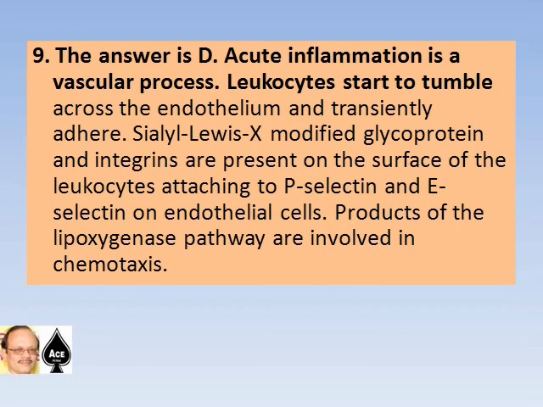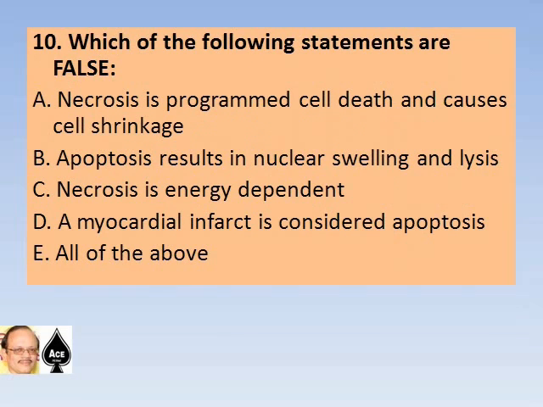The answer is D. Acute inflammation is a vascular process. Leukocytes start to tumble across the endothelium and transiently adhere. Sialyl-Lewis X modified glycoprotein and integrins are present on the surface of the leukocyte, attaching to the P-selectin and E-selectin on endothelial cell. Products of the lipoxygenase pathway are involved in chemotaxis.